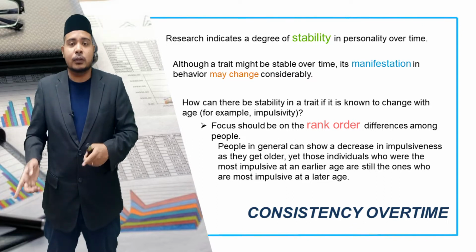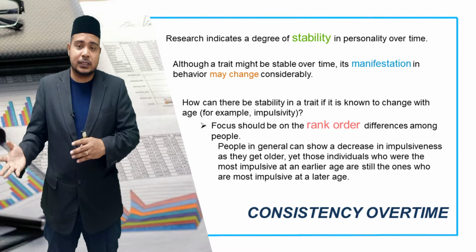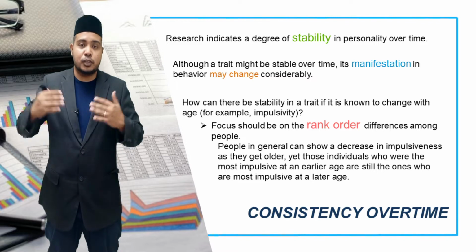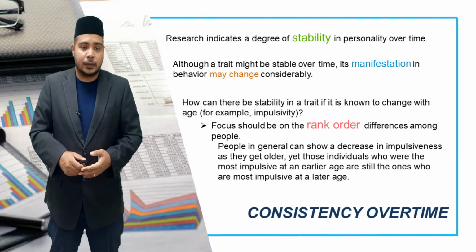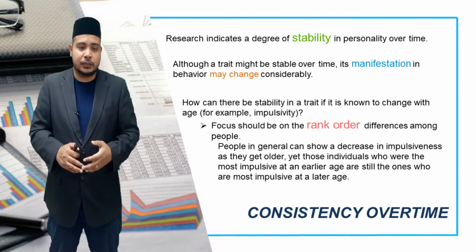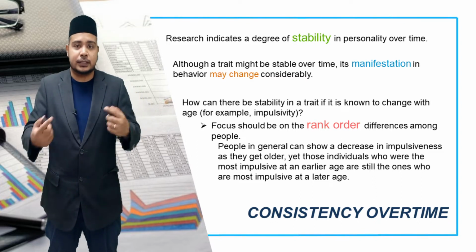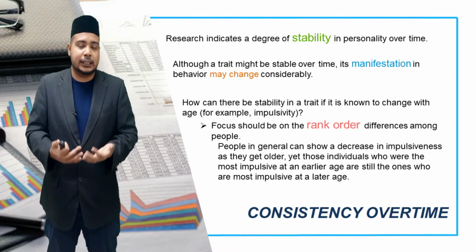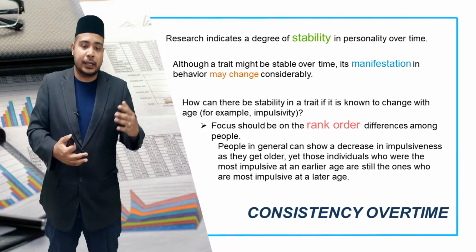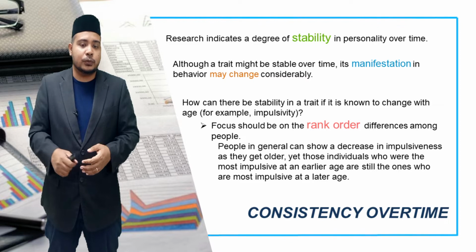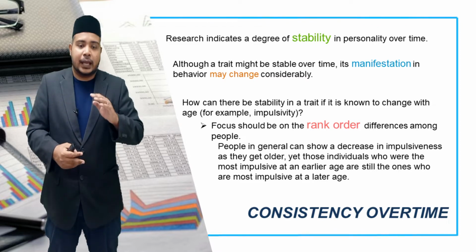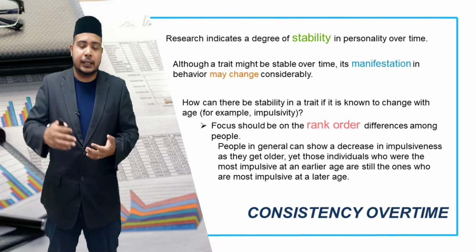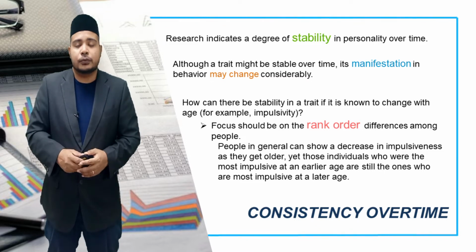When they are 25 years old, person A has a 60 score, person B has a 60 score. So still relatively higher, even though they are maturing during these 10 years. The focus of this stability over time should be on the rank order differences among people. People in general can show a decrease in impulsiveness as they get older, yet those individuals who were the most impulsive at the earlier age are still the ones who are most impulsive at a later age, even though with a reduced score.